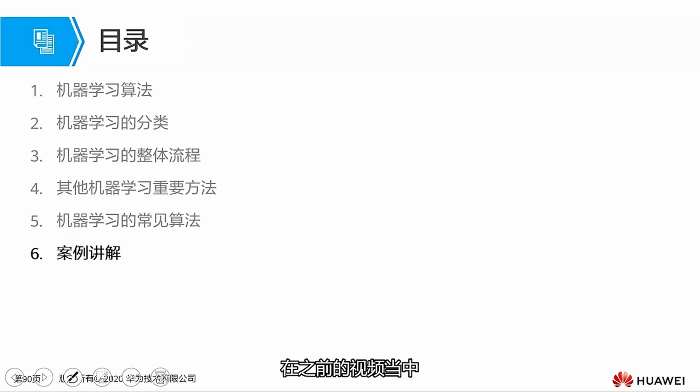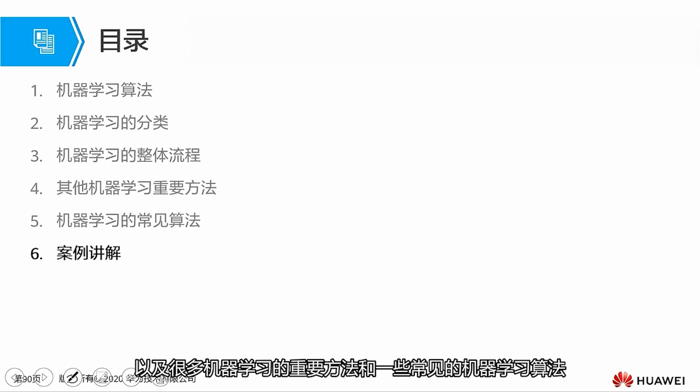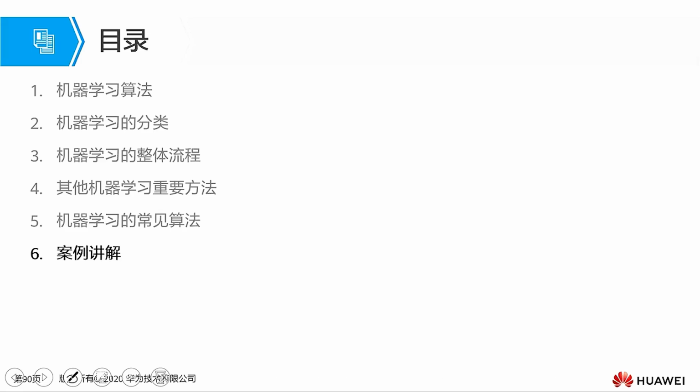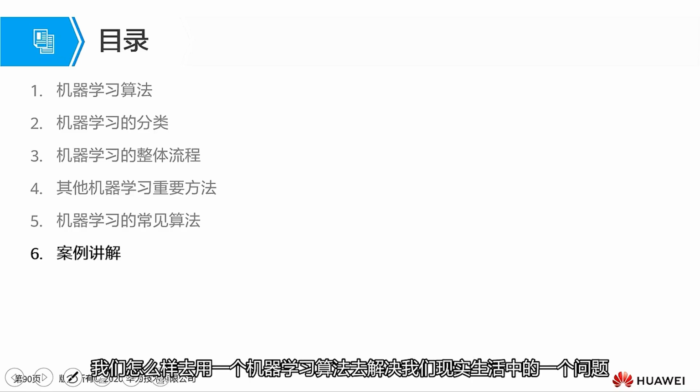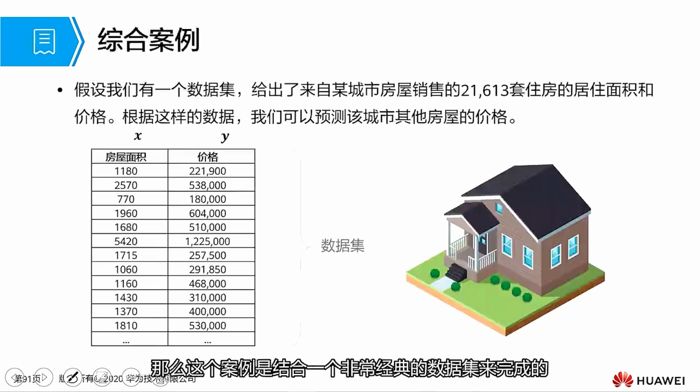Hello everyone. In the previous videos, we have already learned the definition of machine learning algorithms, classification of machine learning algorithms, as well as many important methods of machine learning and some common machine learning algorithms. So, as the last section of this chapter, we will delve into a real case to understand in detail, when we encounter a practical problem, how do we use a machine learning algorithm to solve a problem in our real life? So, this case is done with a very classic dataset.